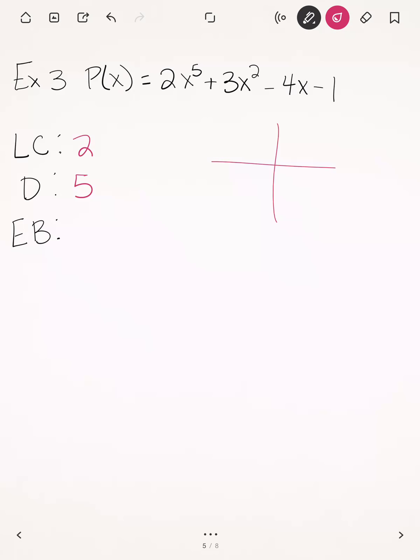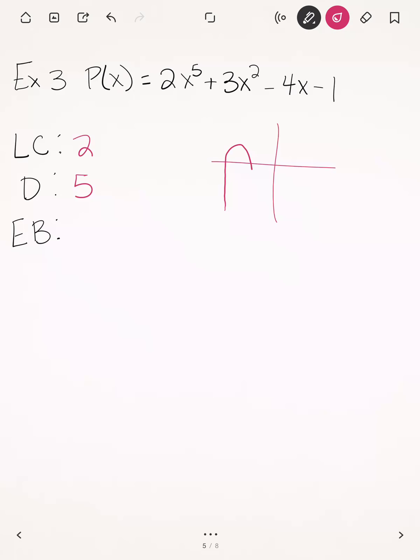It's an odd degree, meaning my endpoints go in opposite directions. My leading coefficient is a positive 2. So when it's positive, it starts down and ends going up. So it should have 4 turns. So let's see. It starts going down.